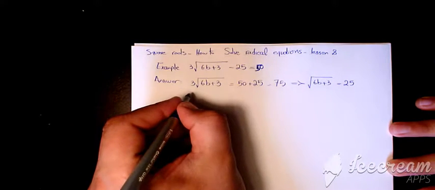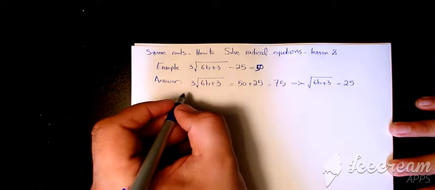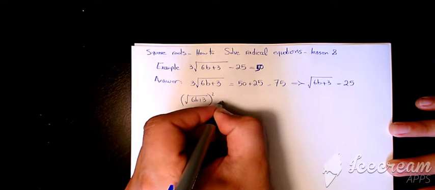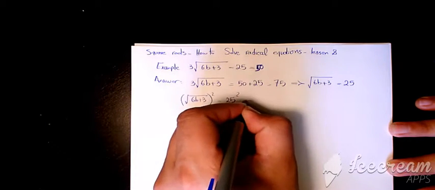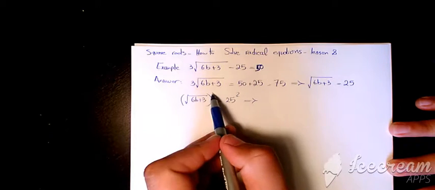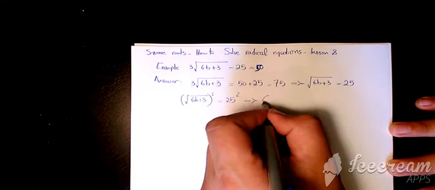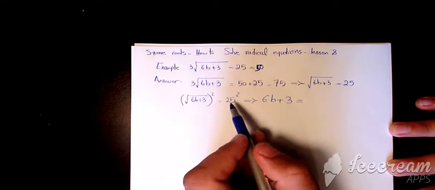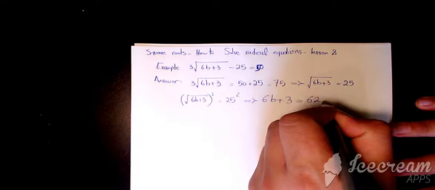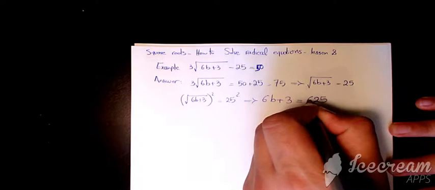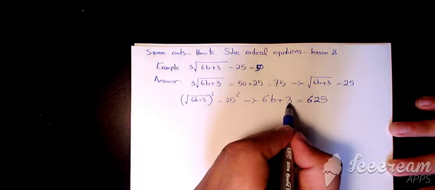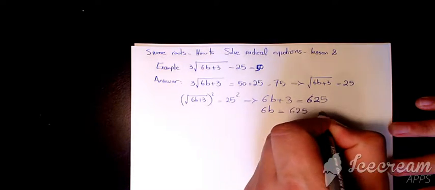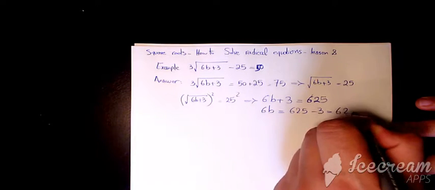Then I can square both sides. Therefore, the square and square root cancel each other. It will be 6b plus 3. And here we have 25 to the power of 2. 25 to the power of 2 is going to be 625. And then I move this 3 to the right hand side. It will be 6b equals 625 minus 3, which will be 622.